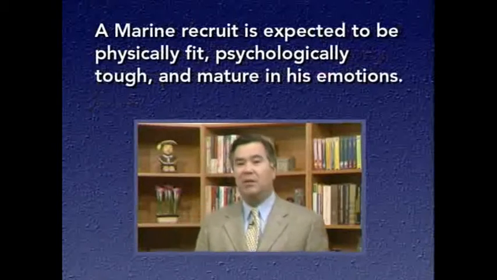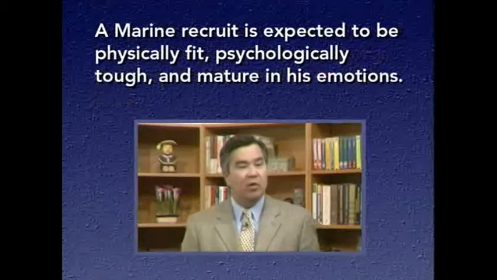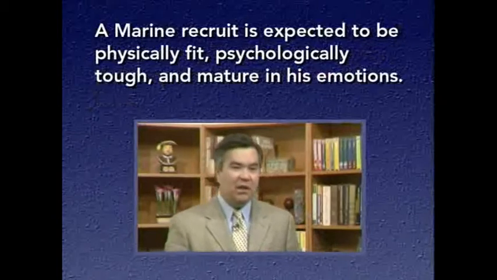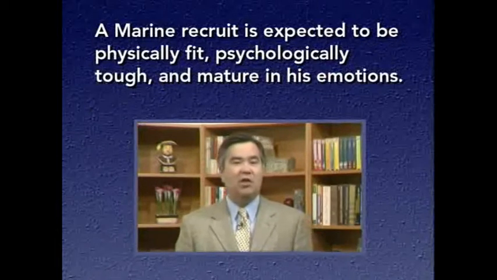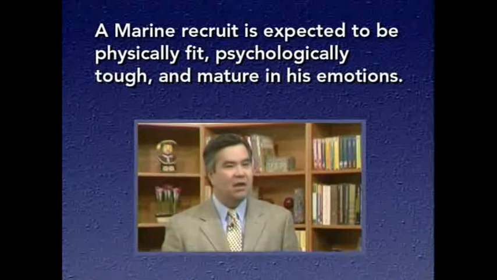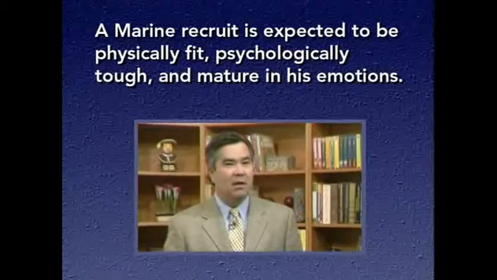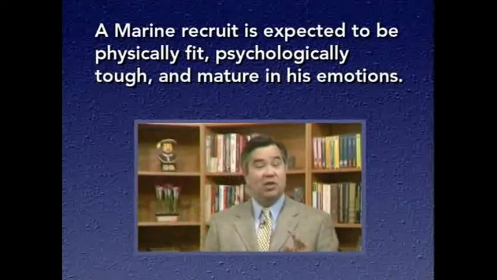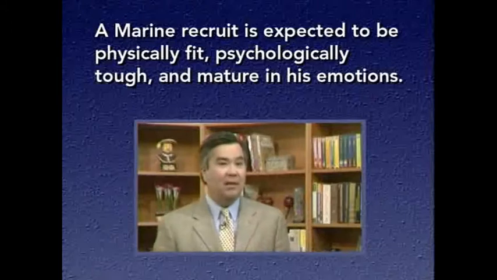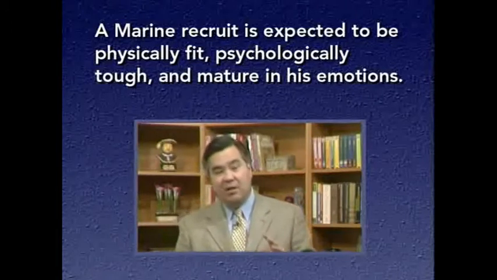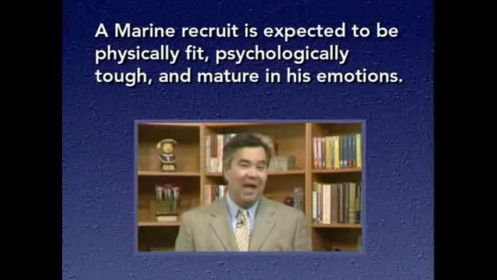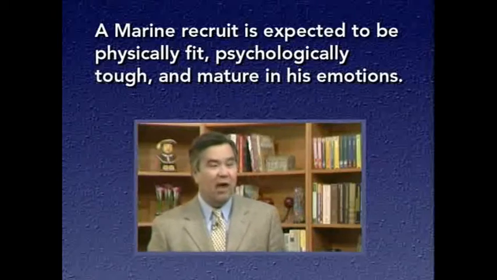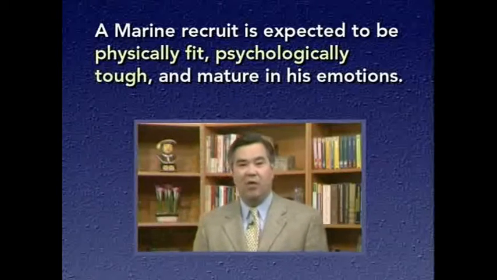Here's another example. A Marine recruit is expected to be physically fit, psychologically tough, and mature in his emotions. Now, once again, the sentence contains three items that are similar in meaning. And once again, the principle of parallelism has been violated. The first two items are written in grammatically similar form.